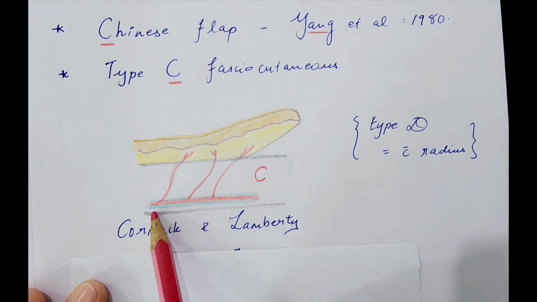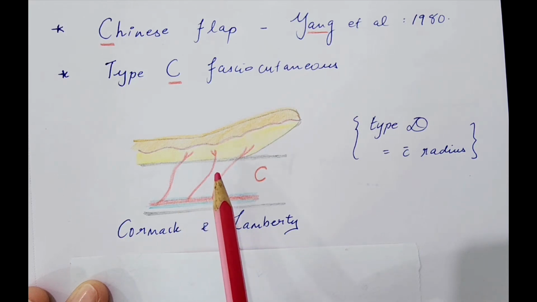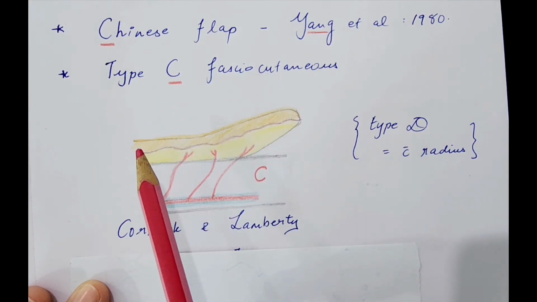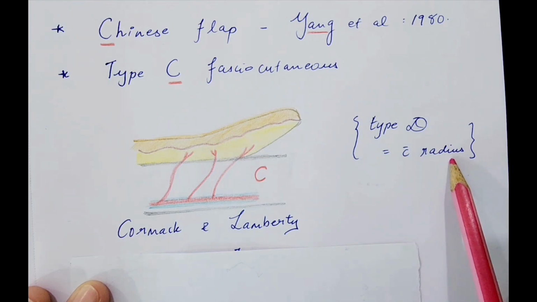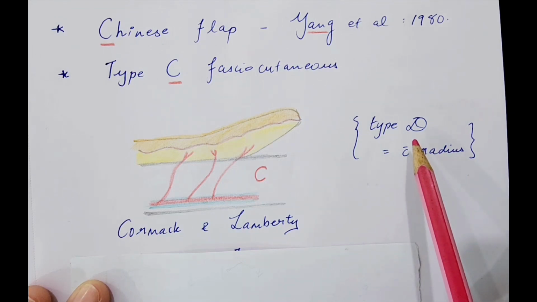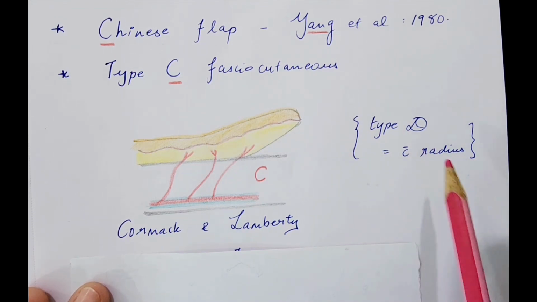Type C means there is a single main source vessel from which multiple perforators rise along the length of the flap and provide its blood supply. If we harvest a portion of the radius along with the flap, the vascularized radius, then it becomes a type D, which means it is an osteocutaneous type of flap.